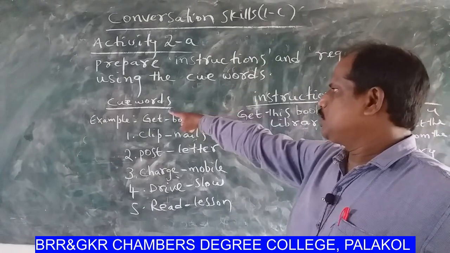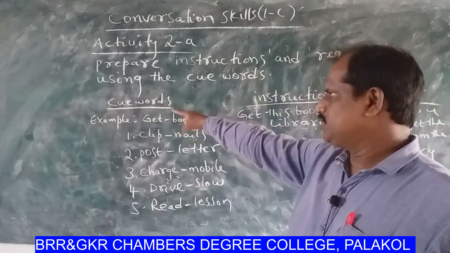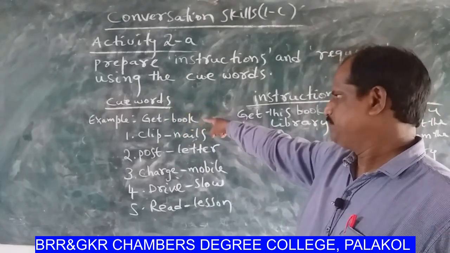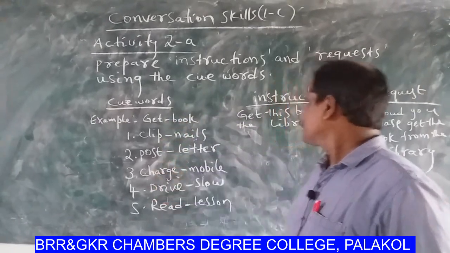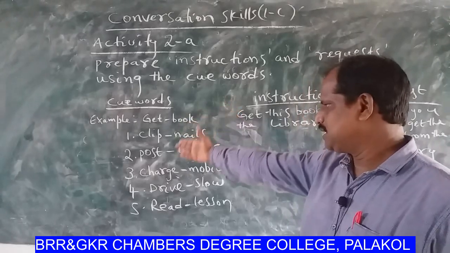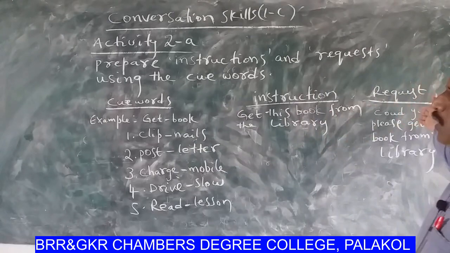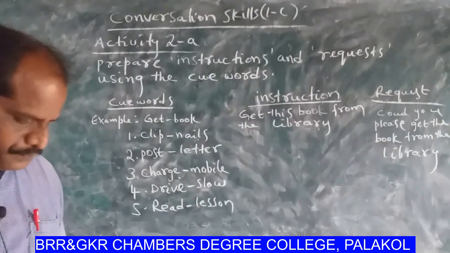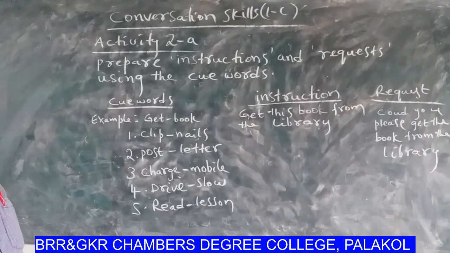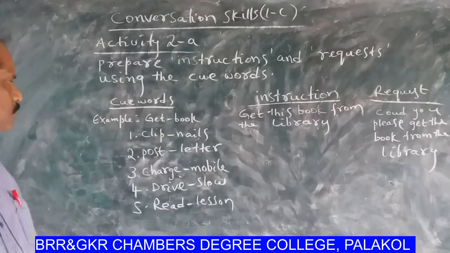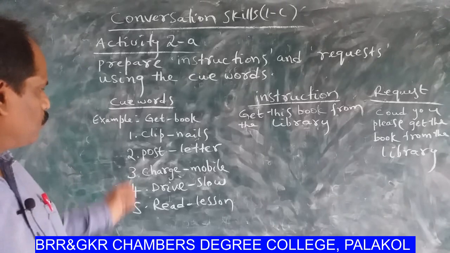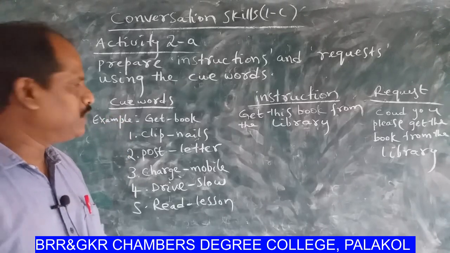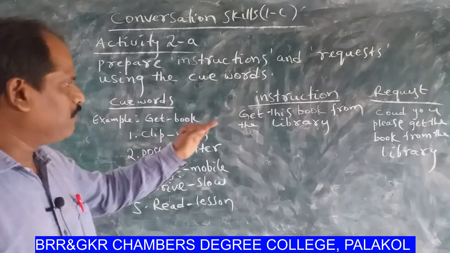You see here cue words. Cue words are nothing but clue words or hint words. And we see here instruction, and we see here a request. That means they have given some cue words, and with the help of these cue words in each number, we have to write one instruction and one request. The first one is an example: get and book. We have get, verb, and book, noun. So one verb and one noun are given, and with this combination we can make one sentence.